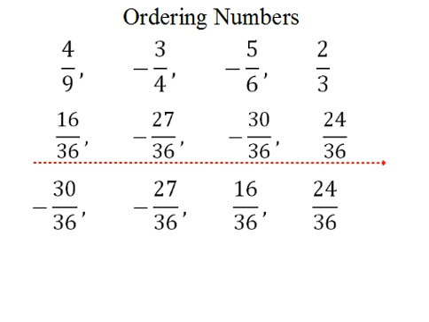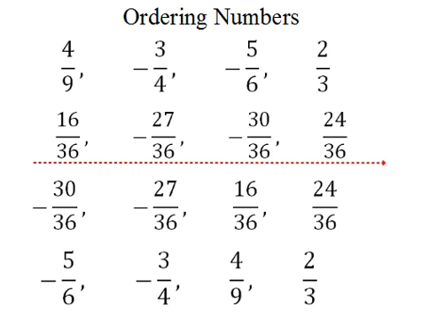Now all I have to do is match up the original fractions with the equivalent fractions. So negative 30 over 36 matches up with negative 5/6. Negative 27 over 36 matches up with negative 3/4, so on and so forth. We've got 4/9 and then 2/3. Now, to the easy way.